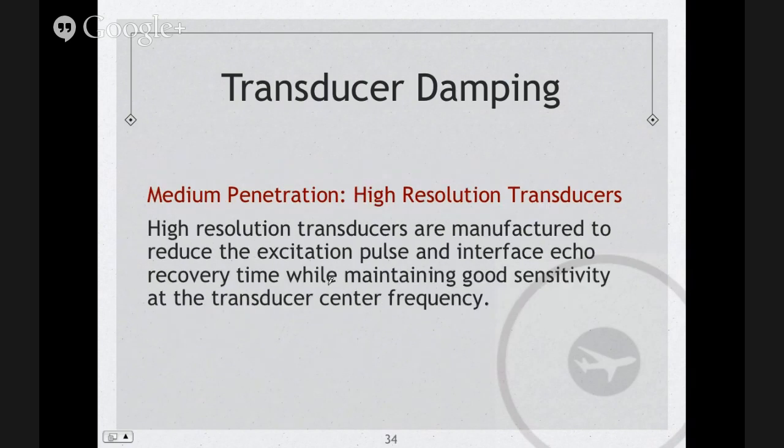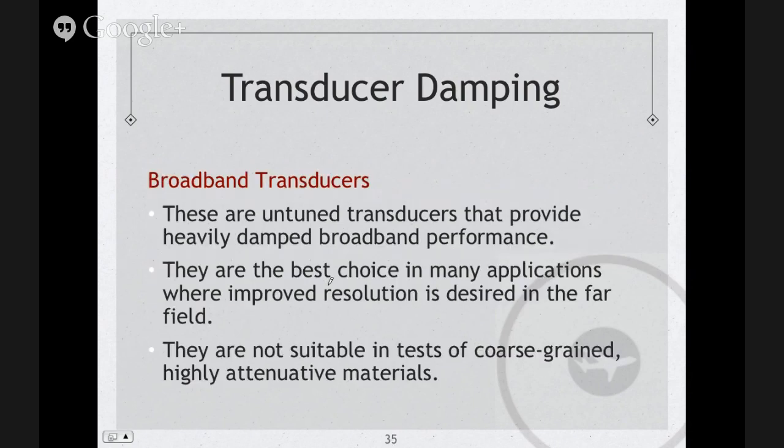Medium penetration is high resolution transducers. High resolution transducers are manufactured to reduce the excitation pulse and interface echo recovery time while maintaining good sensitivity at the transducer center frequency. Broadband transducers. These are untuned transducers that provide heavily damped broadband performance. They are the best choice in many applications where improved resolution is desired in the far field. They want better resolution in the far field. If you're not really concerned about the resolution in the near surface, you're more concerned in the far field.